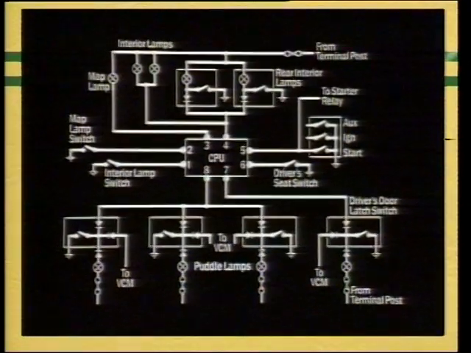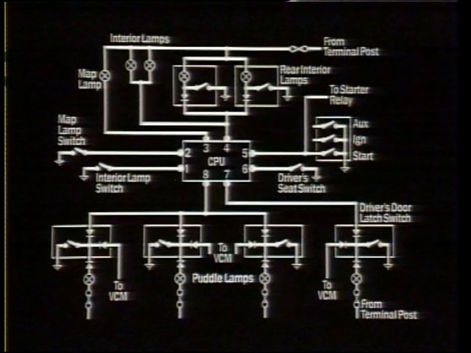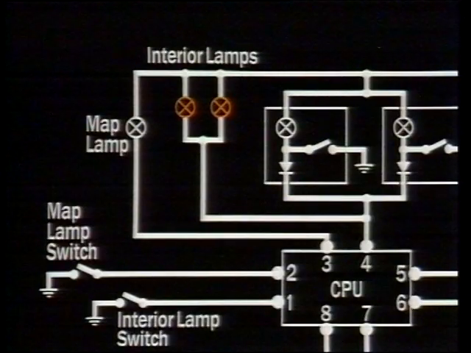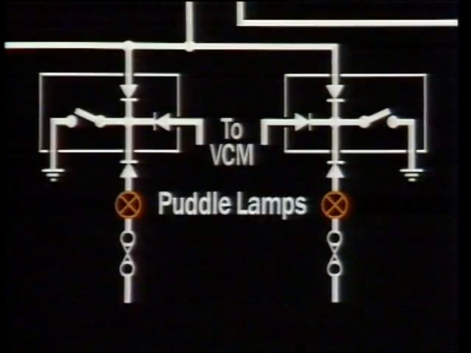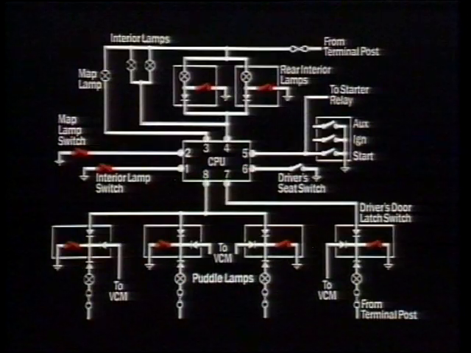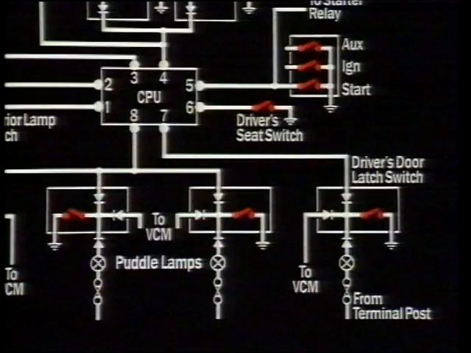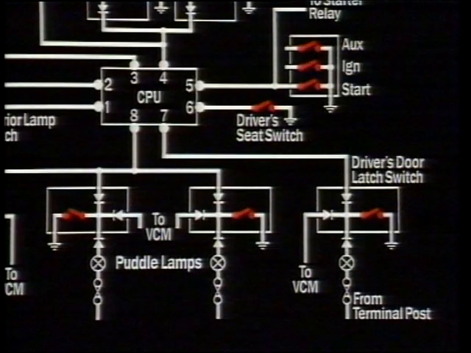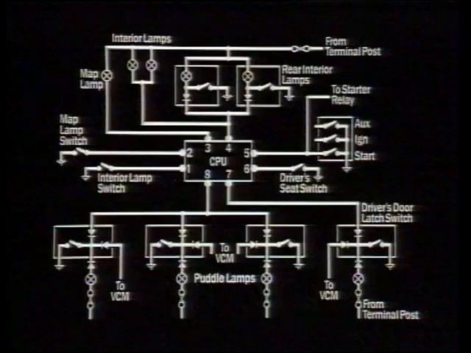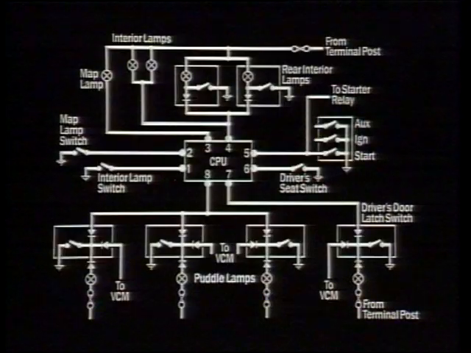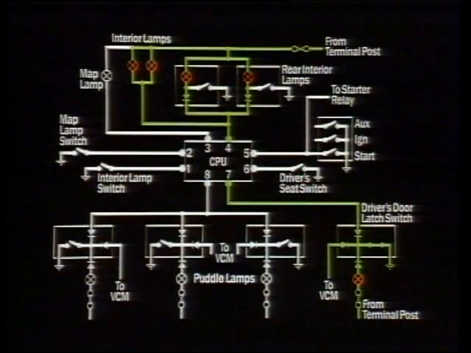This is the diagram for the interior lighting circuit of the Jaguar XJ-6. It shows the interior lamps, the map reading lamp, the rear seat reading lamps, and the puddle lamps. All the switches for these units are connected to the CPU. The CPU also monitors the driver's seat pad switch, the driver's and passenger's door lock latches, and the start position of the ignition switches. The reading, interior and puddle lamps are activated if the door is opened.